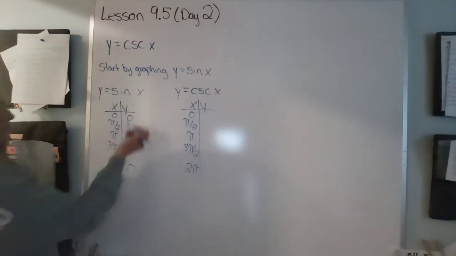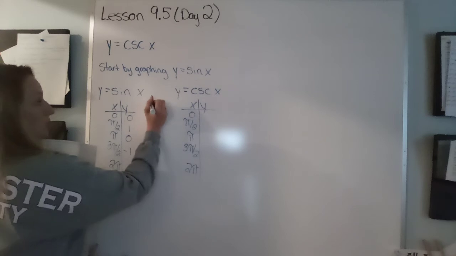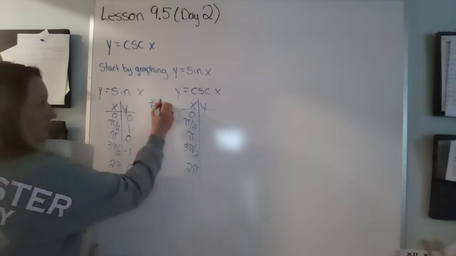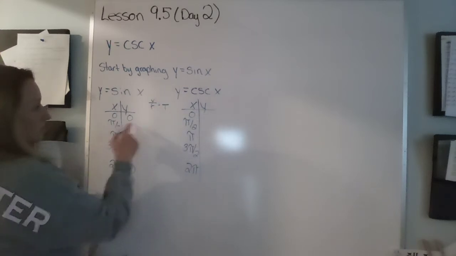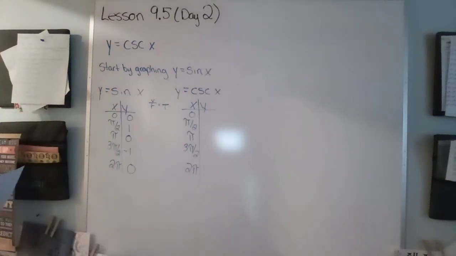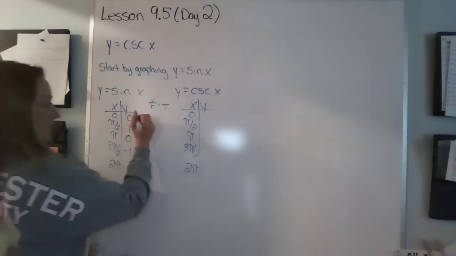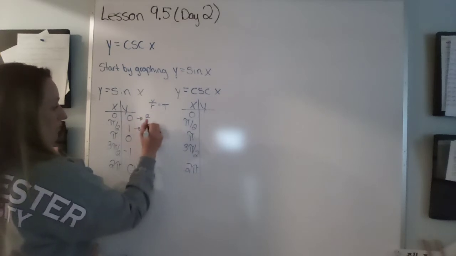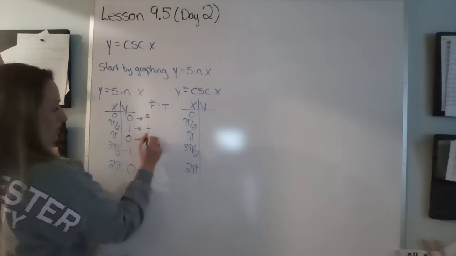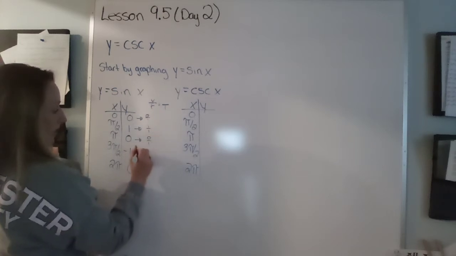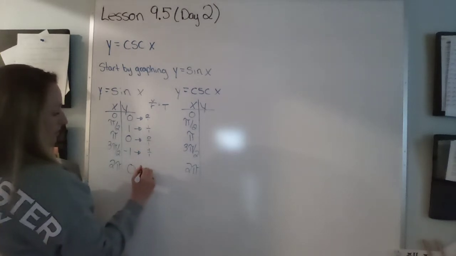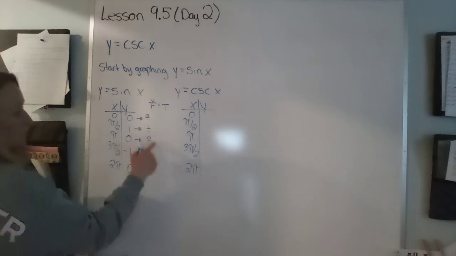So maybe we should remind ourselves for sine, the ratio is y over r, and we're in the unit circle. So the radius, the r value is 1. In order to get a 0 there, it was 0 over 1, right? This was 0 over 1. This one was 1 over 1. This one was 0 over 1. Here I had -1 over 1, and then 0 over 1. So these are what we need to flip.